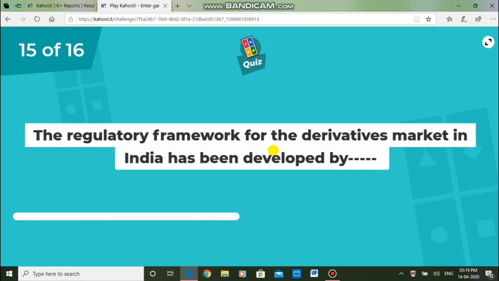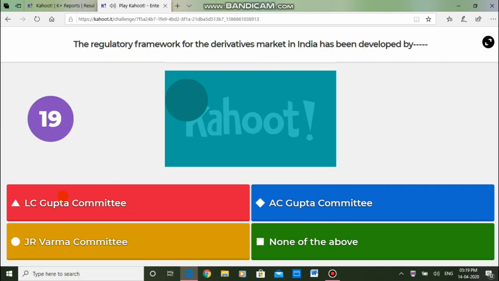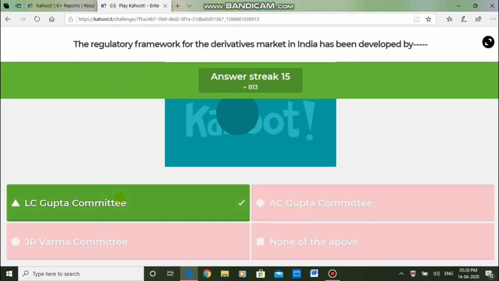The regulatory framework for the derivatives market in India has been developed by L.C. Gupta Committee, J.R. Verma Committee, A.C. Gupta Committee, none of the above. Correct answer is L.C. Gupta Committee.